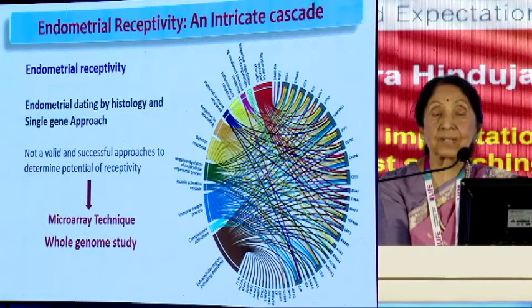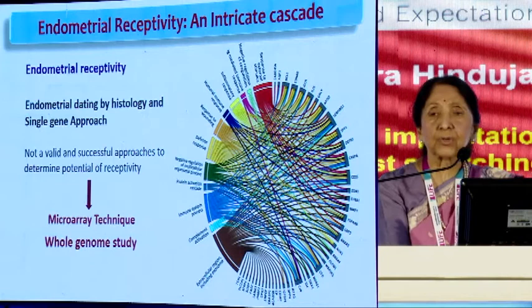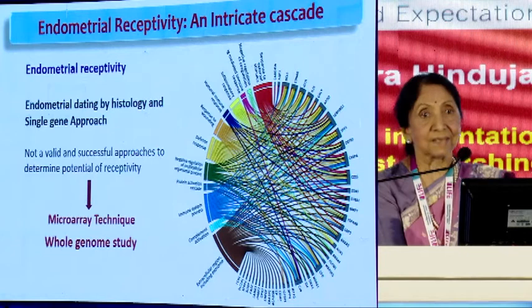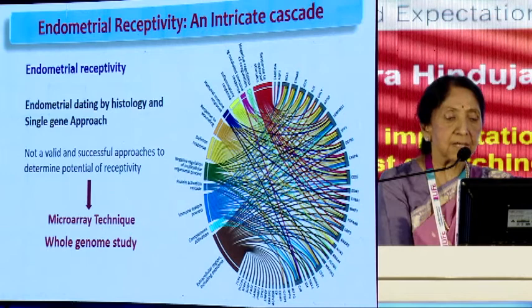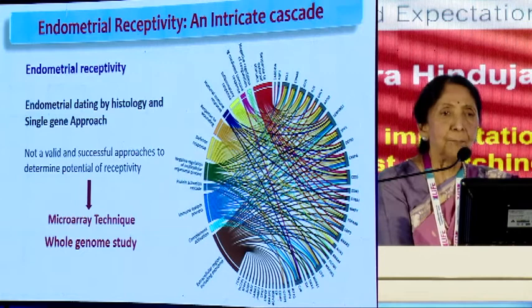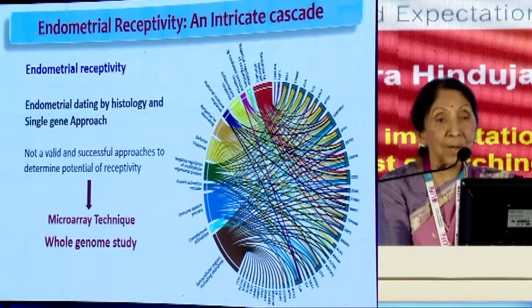Therefore, the ancient method of dating the endometrium, or a single gene approach, cannot be validated in these cases. Therefore, a whole genome microarray study may be the one which will give you an idea of the number of genes that can interact with each other in one single reaction at a time.